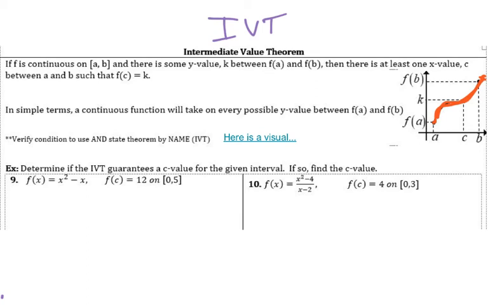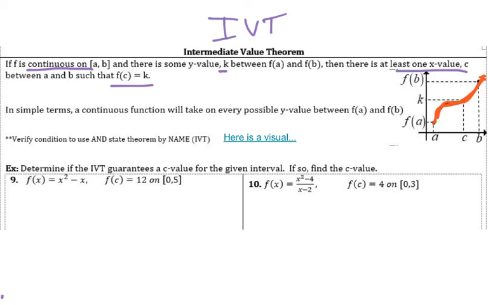So here's what the intermediate value theorem says. If I have a continuous function f, and it's continuous on the closed interval from a to b, so that is wildly important, continuous, and there is some k value that's within the y values from a to b, then there must be at least one x value, we're going to call that c, between a and b such that f of c equals k.